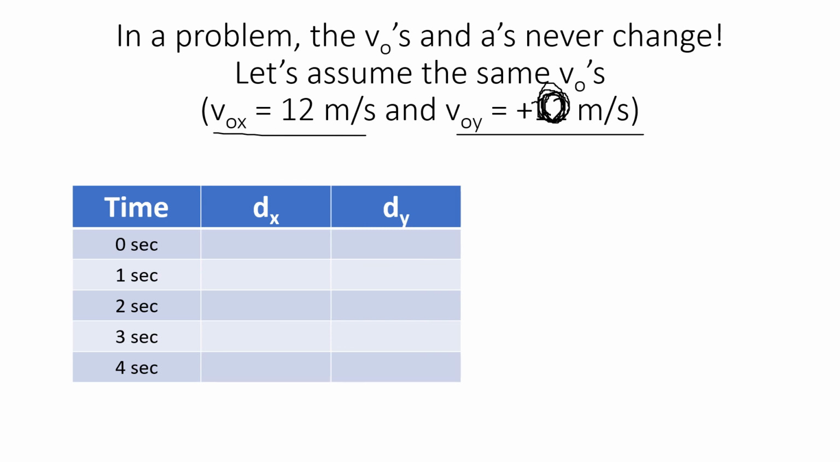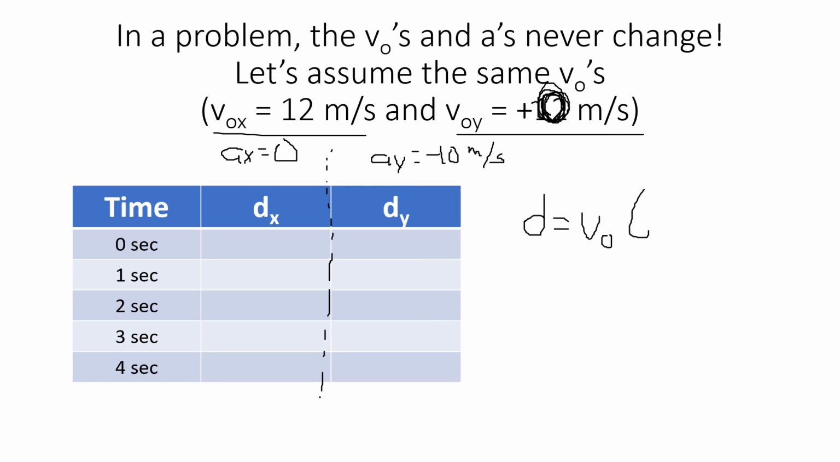And I'm asking you to fill out a chart where you're going to solve for a bunch of displacements. And I say the V0x, the V0y never change. And I know that the ax is always going to be 0, and the ay is always going to be negative 10. So how do you solve this? What you do is use the kinematic equation d equals V0 t plus 1/2 a t squared. You use this equation for every single spot.